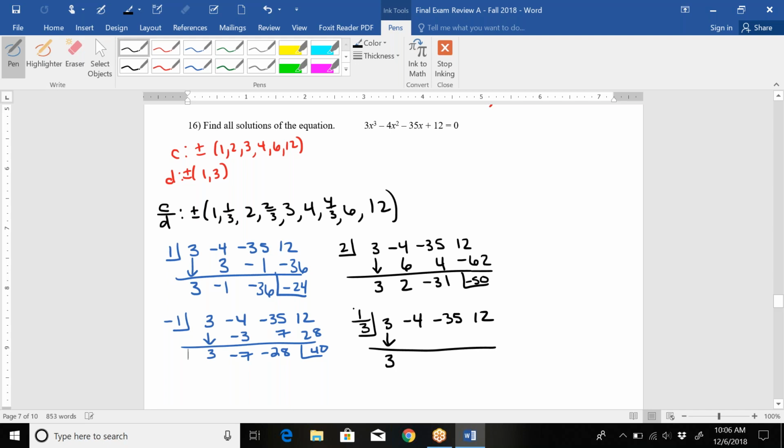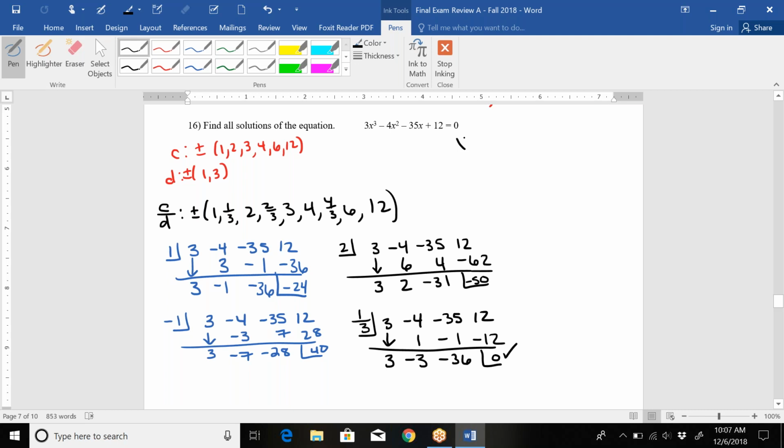Now, when you multiply by a fraction, some people have trouble with this. Just multiply top times the bottom, or times the bottom number down here, and then divide by the denominator. So 1 times 3 is 3, divided by 3 is 1. Add the column. 1 times -3 is -3, divided by 3 would be -1. Add the column. 1 times -36 is -36, divided by 3 is -12. Bingo! We found something that gave us a remainder of 0.